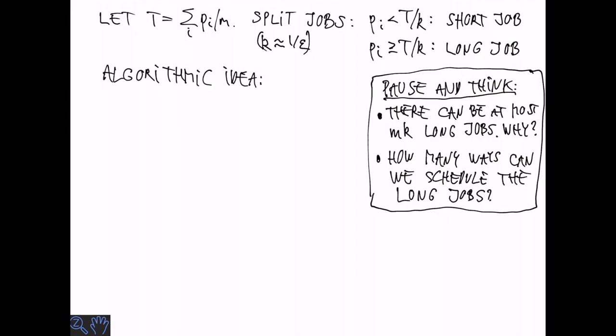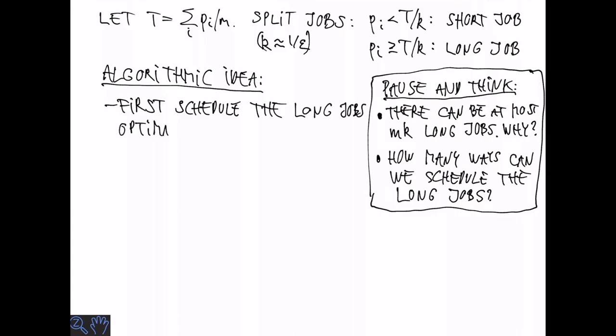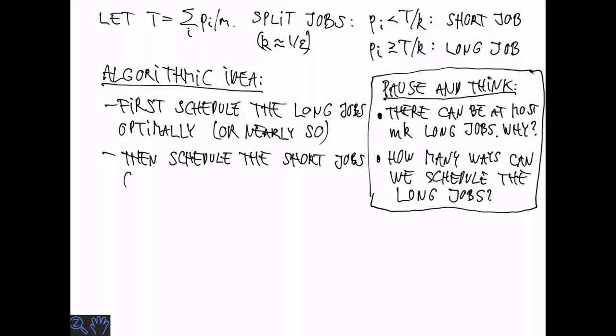Now, the algorithmic idea is to first handle the difficult part of the problem, the long jobs. We first schedule the long jobs either optimally or at least nearly so. Then we schedule the short jobs in descending order with the greedy mechanism.